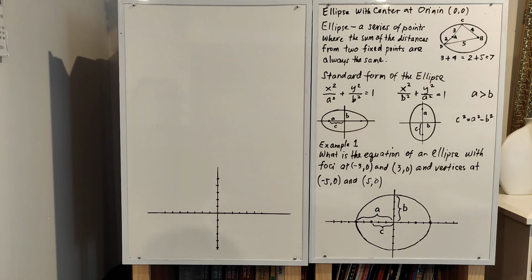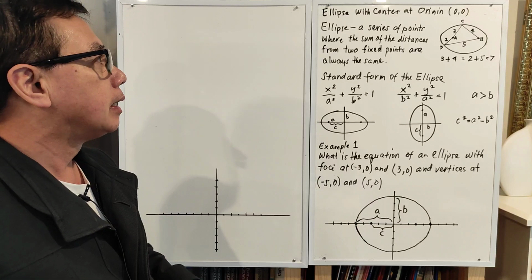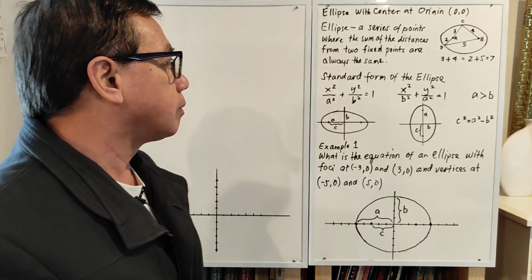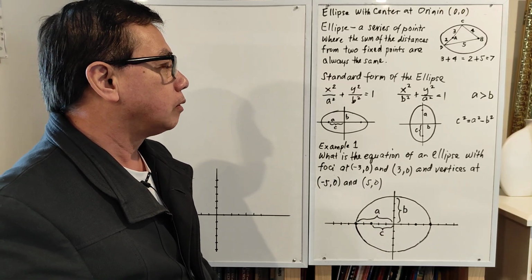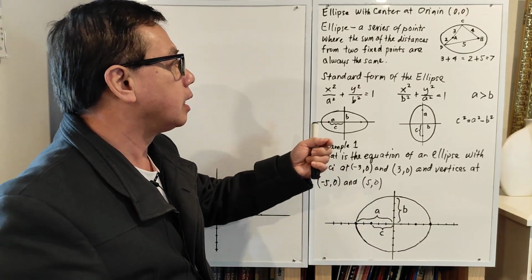We will be discussing the ellipse with center at the origin, or at point (0, 0). An ellipse is a set of points where the sum of the distances from two fixed points is always the same. The fixed points are called foci, singular focus, or plural foci.